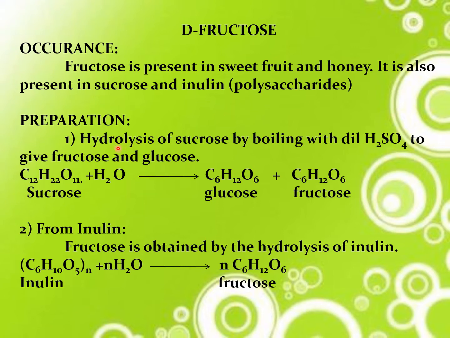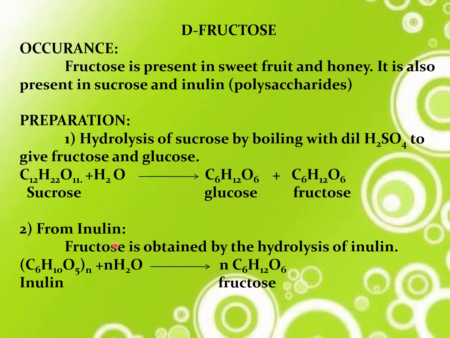Preparation. First one is hydrolysis of sucrose by boiling with dilute sulfuric acid, we will get fructose and glucose. This is the molecular formula of sucrose, C12H22O11, which on hydrolysis will give glucose C6H12O6 as well as fructose C6H12O6. The molecular formula for both glucose and fructose is the same.